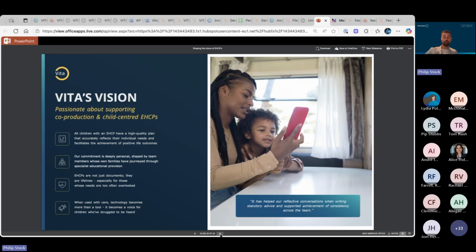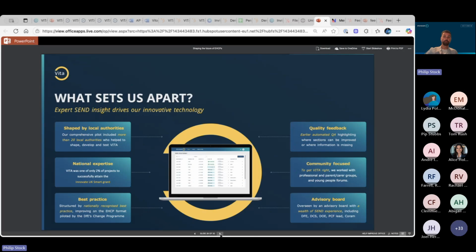And you can see there, EHCPs are not just documents, they're lifelines, especially for those who are too often overlooked. And when used with care, technology becomes more than a tool. It becomes a voice for children who struggle to be heard. And we're very, very strong in terms of our vision and our passion within the organization to improve the quality of EHCPs. This has been our mission for the last 5 years. At this point, I'm going to stop.